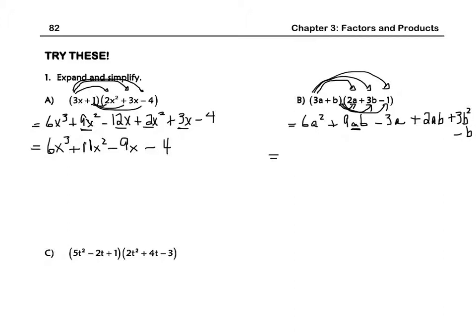So then we've got a 6a squared term, and we've got a single term with just a, so that's minus 3a. And then we got a 9ab and a 2ab for a total of 11ab. Then I'm going to work my way up to the b squared term. So I've got a squared, a combined term, then minus b we had, and plus the b squared term.